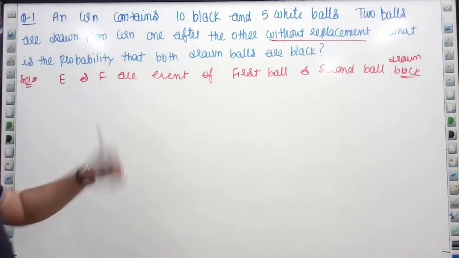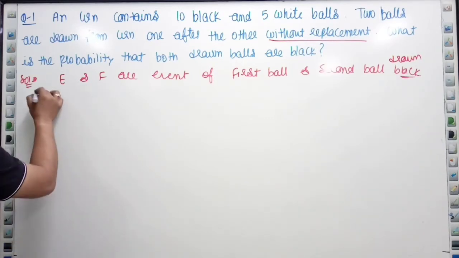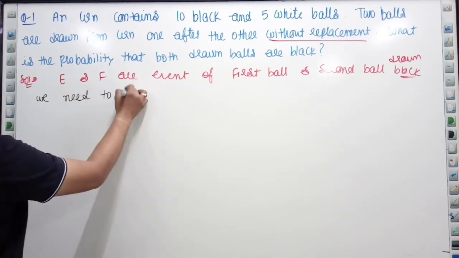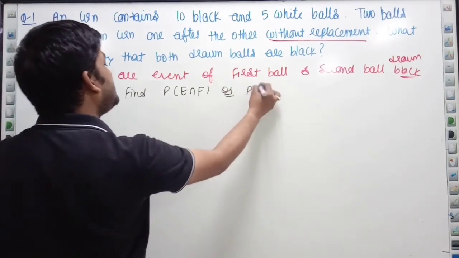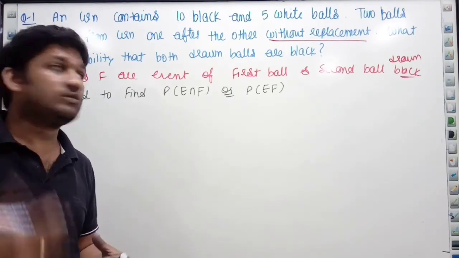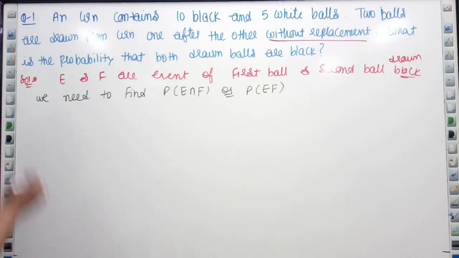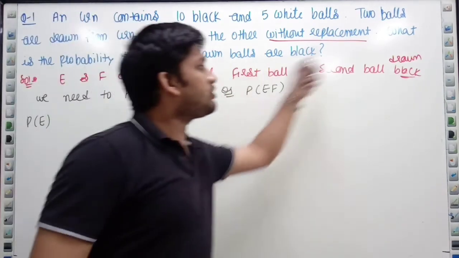Obviously first and second ball drawn, we have to draw both the balls. Means we need to calculate P(E intersection F) or P(EF). This is what we need to find, right? Because we need to find that both the drawn balls are black. Now how to do this? We'll first find probability of E. Probability of E means first ball drawn black.